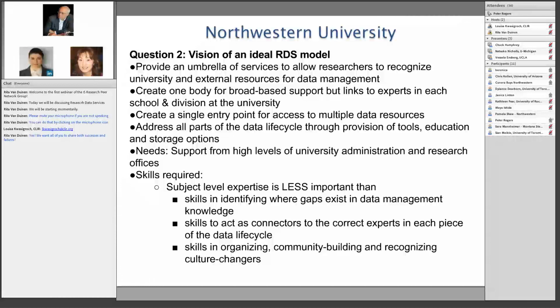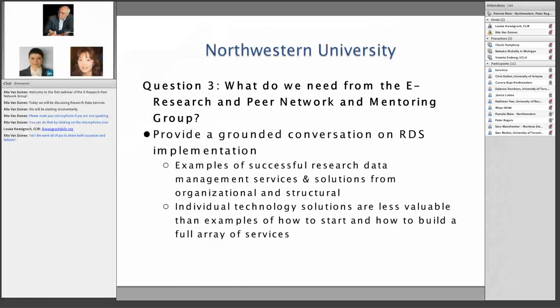We've also discussed that subject level expertise, especially in the libraries, is less important than the librarians and other people in research data management having skills in identifying where gaps exist in data management knowledge, and also the skills to act as connectors to the correct experts across the institution for each part of the data lifecycle so that we can point people in the right direction for assistance. Also skills in organizing, community building, finding the culture changers in the institution. That's kind of part of the connectors. And then it looks like our last point got put on the third slide.